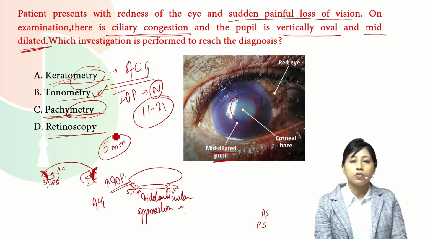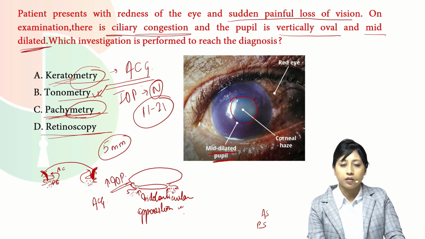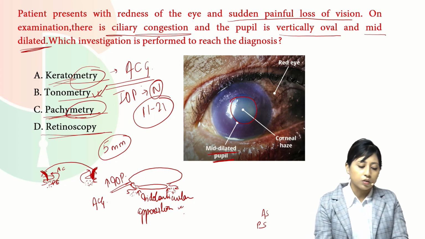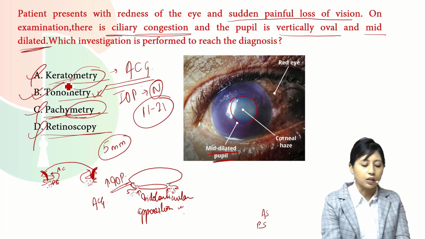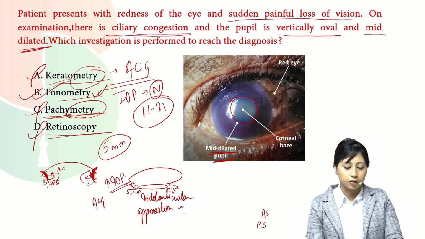Retinoscopy. What is retinoscopy? Retinoscopy is used to determine the refractive error. So this is not the option. We can exclude all these options, and tonometry is our answer. Let's move on to the next question.